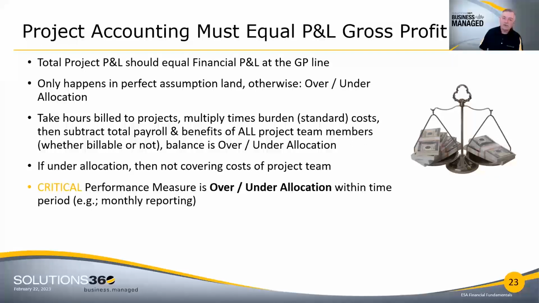So the critical performance measure, if you don't have this today, is an over and under allocation within the time period. And don't get spooked if you're under it for a month or two, because that's very normal in winter months. Don't get all excited if you're over allocating in the summer months. But across a year, that should net out to zero for you.